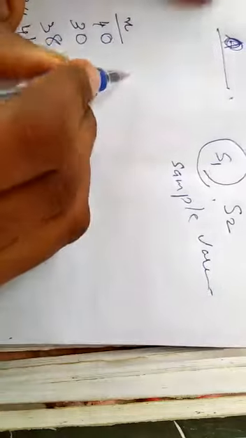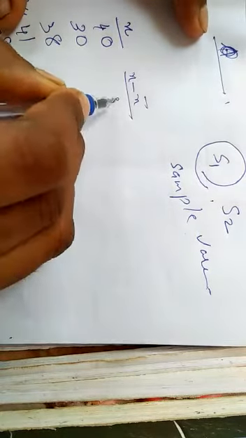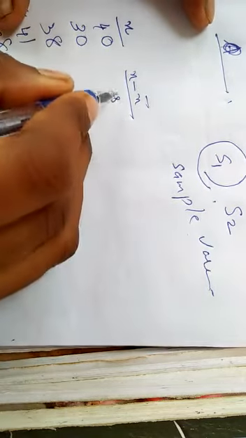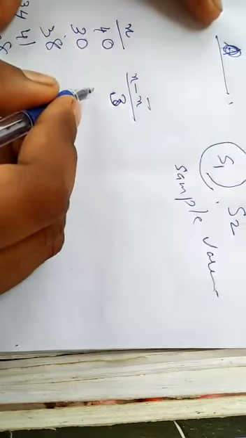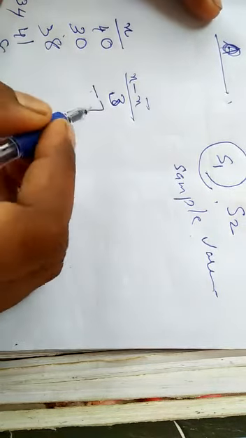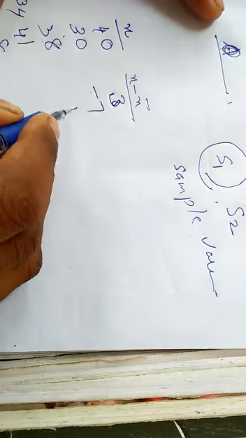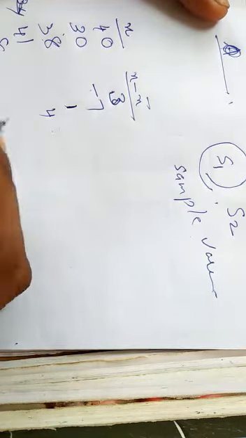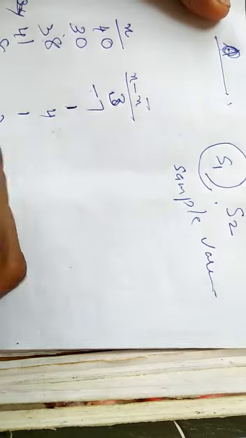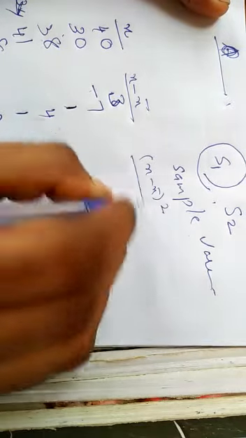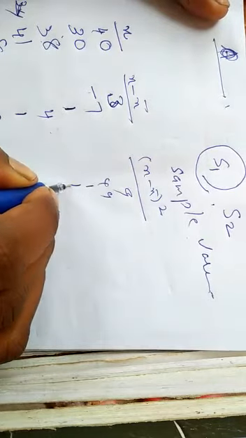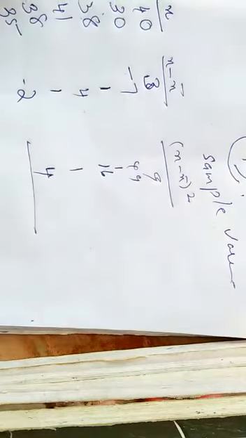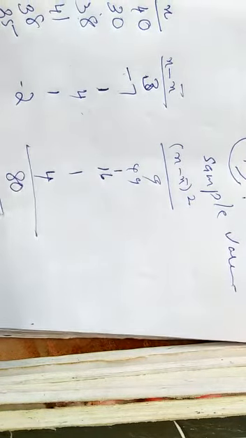Next you take x minus x bar, where x bar is 37. So 40 minus 37 is 3, 30 minus 37 is minus 7, 38 minus 37 is 1, 41 minus 37 is 4, 38 minus 37 is 1, 35 minus 37 is minus 2. Next, x minus x bar square: 9, 49, 1, 16, 1, 4. The sum of x minus x bar square is 80.